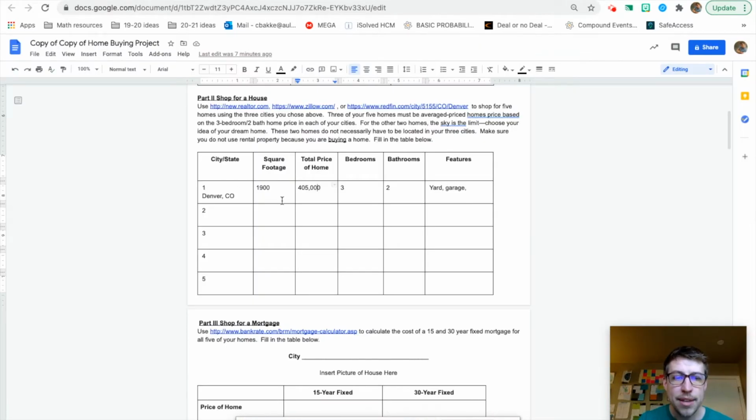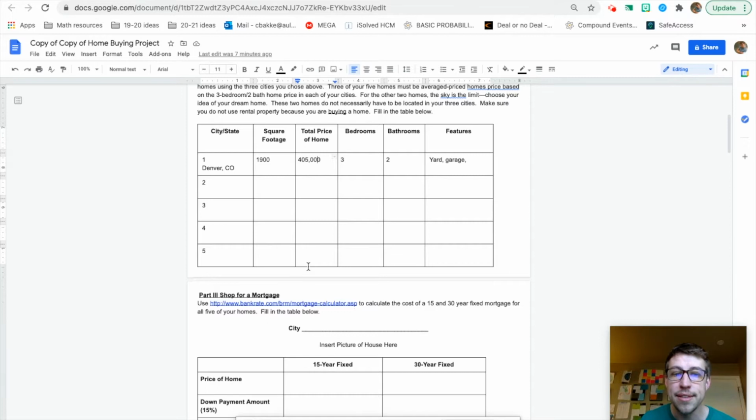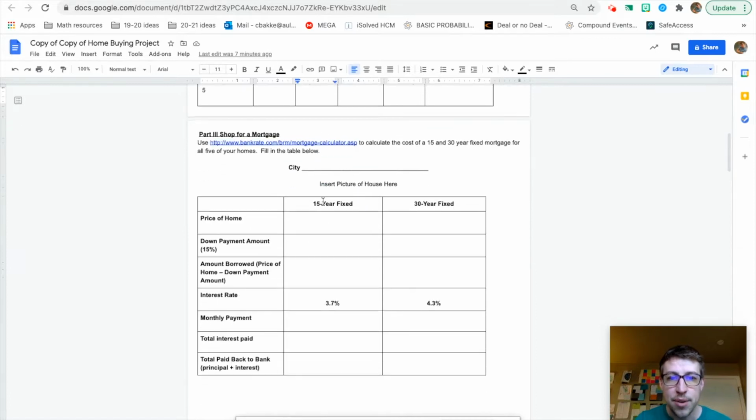So when we come back here, we are now going to take this and you're going to do a breakdown of how expensive that home loan, which is a mortgage, is. A mortgage is just a fancy way to say a home loan. So I'm going to take the total price of my house, $405,000, and I'm going to bring that down here. The price of the home is $405,000, and I'm going to type that at the top of both of these.